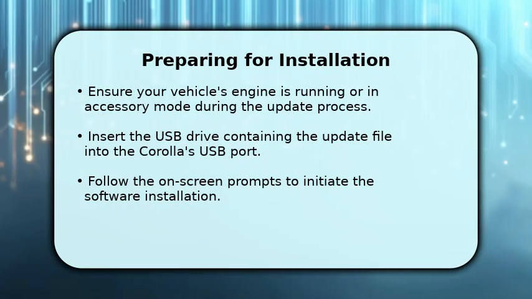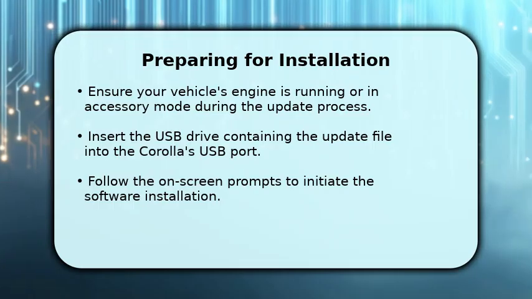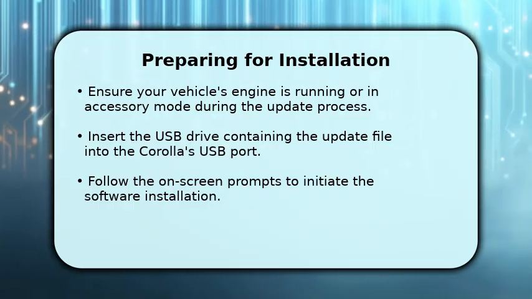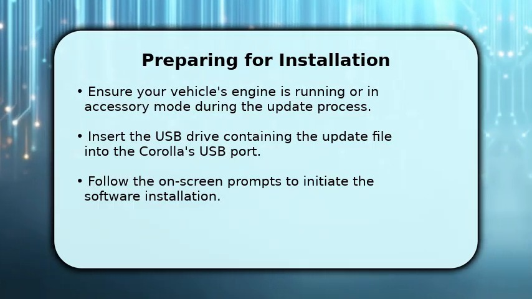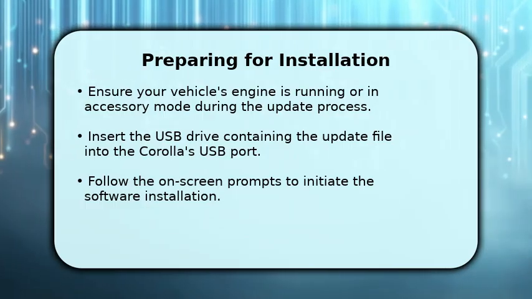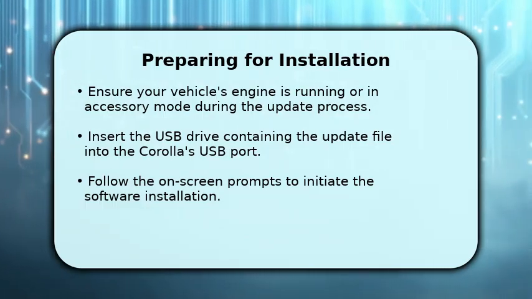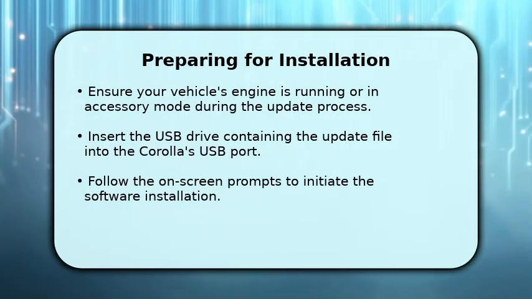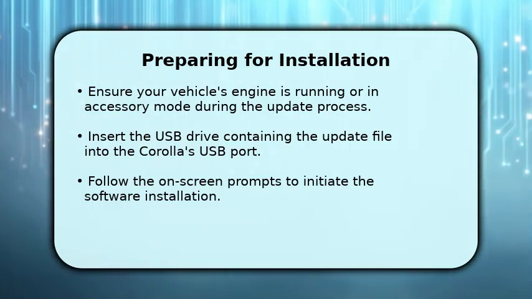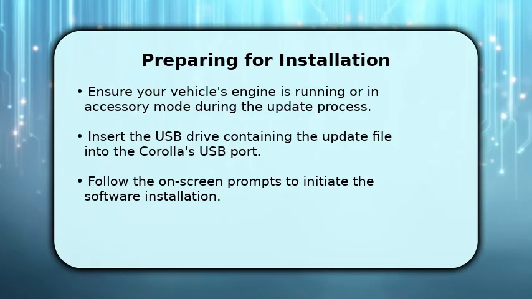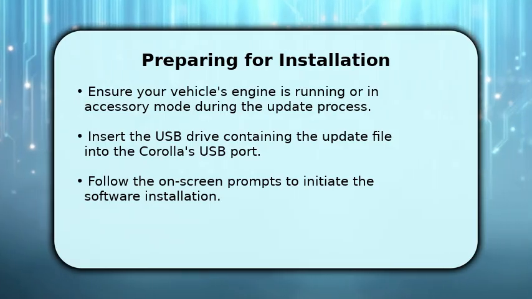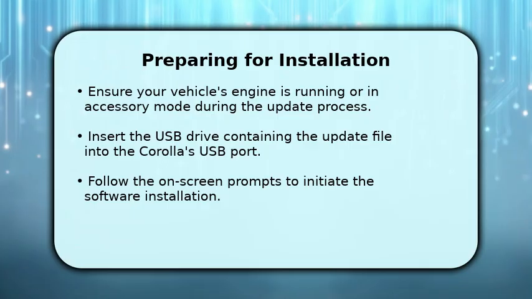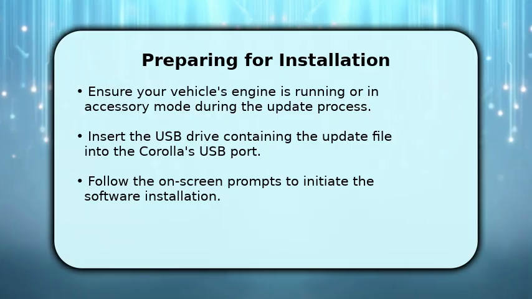Before starting, make sure your Corolla's engine is running or in accessory mode to prevent power interruptions. Insert the USB drive, which contains the update file, into the designated USB port in your vehicle. The system should recognize the drive automatically. Carefully follow the on-screen instructions that appear to begin the software installation process. Do not remove the USB drive prematurely.